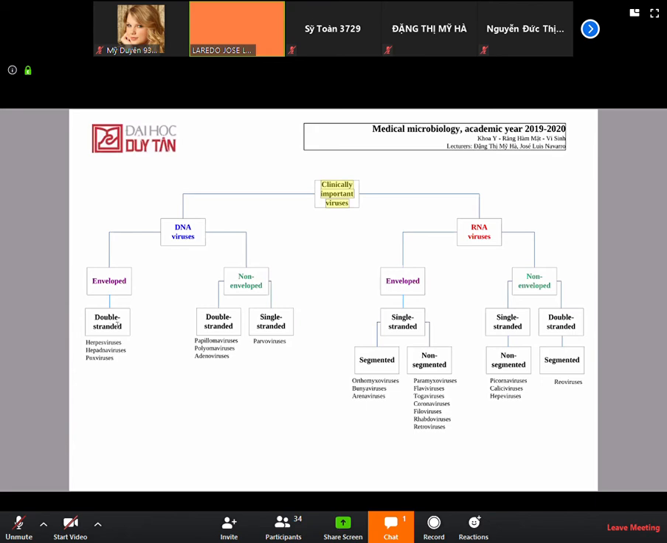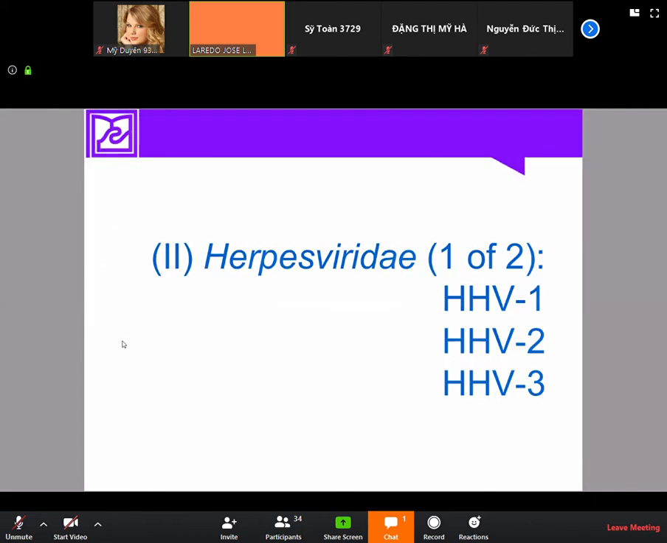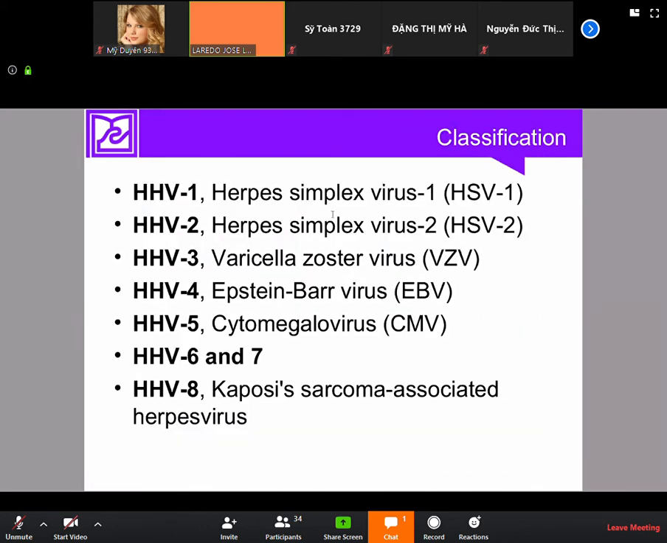All of them are double-stranded. And we start with the first one, with herpes viruses, the family Herpesviridae. This is the place where we are. The family Herpesviridae has 8 types, not only one, 8, a lot. And we are going to study all of them. Today, we are going to study type 1, type 2, and type 3. In the next class, we will continue with the others.